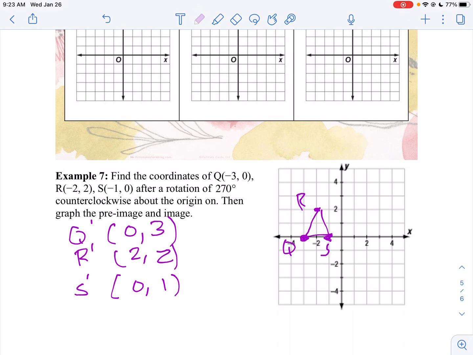Now what I'm going to do, I'm going to change colors here so you can see the difference. Q primed is at 0 and 3. R primed is at 2 and 2. And S primed is at 0 and 1. And there we have it. Do you see the rotation going on here? That's 270 degrees counterclockwise or 90 degrees clockwise.